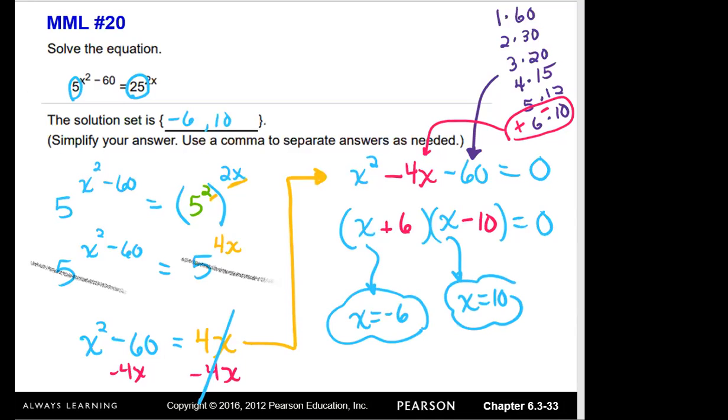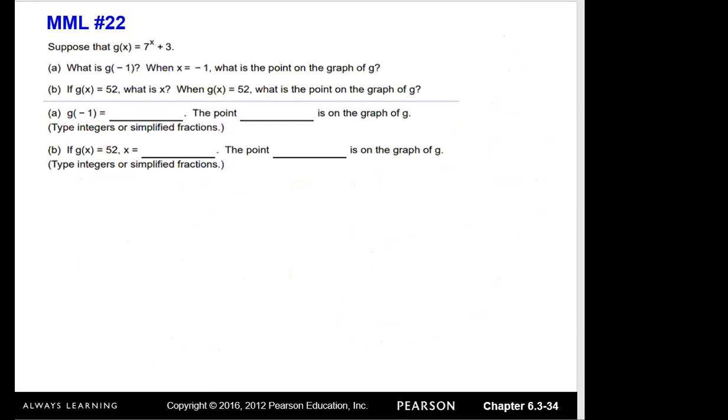Well, that was fun. And number 22 gets us back to exponential functions. It says, suppose that g of x is equal to 7 raised to the x power plus 3. What is g of negative 1? So I'm going to start with part A. What is g of negative 1?